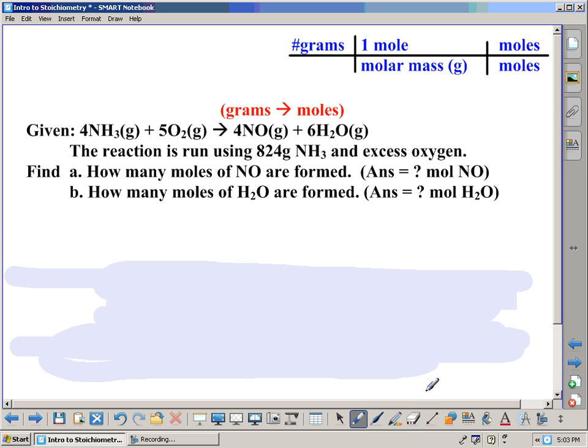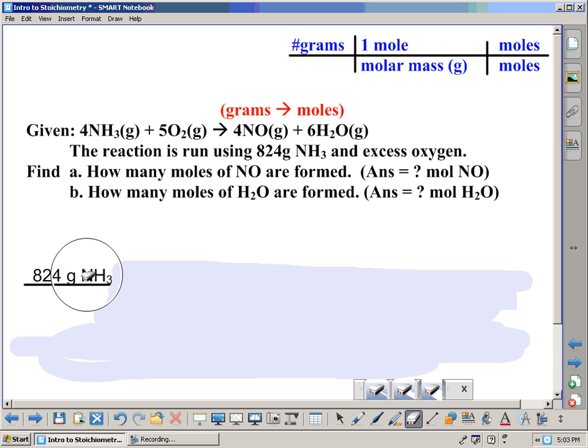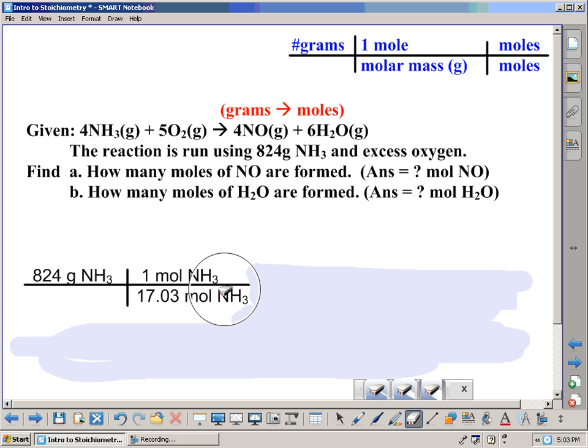Okay, first you're going to write down your given, and with technology being as amazing as it is, we see here we have 824 grams of ammonia. Next, we're going to need to convert those grams of ammonia to moles. So we put 1 mole of ammonia over the molar mass of ammonia, in other words, the mass of 1 nitrogen and the mass of 3 hydrogens, 17.03 grams of ammonia over the 1 mole of ammonia.